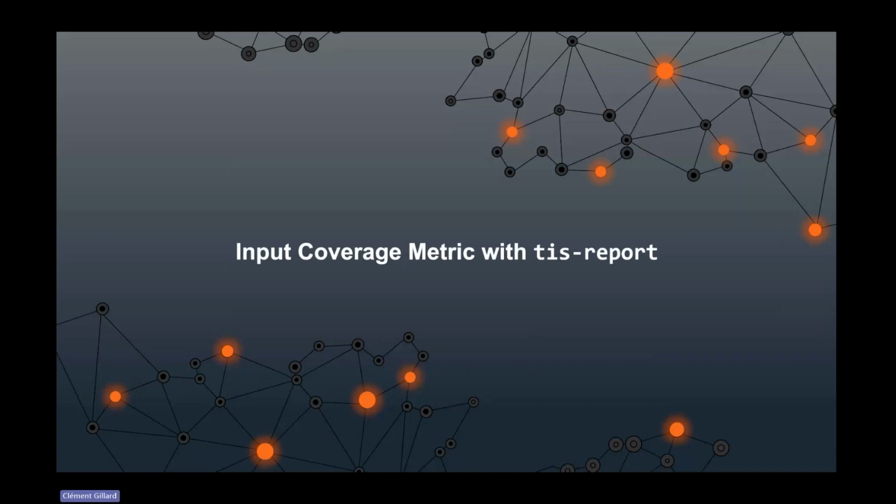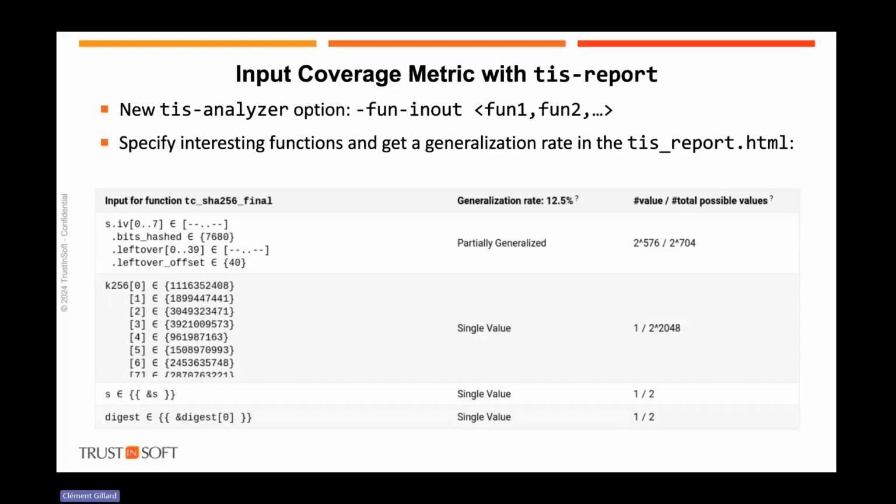Fourth feature that we wanted to talk about: the input coverage metric in the TIS report. This is something that we wanted to have for a long time, because when we do analysis for customers, they really like to know how much we generalize. So now we have a metric that quantifies how much generalization we did. There's this new option, -fun-in-out, that you set on TIS Analyzer, and you specify the functions that you find interesting, that you want to target.